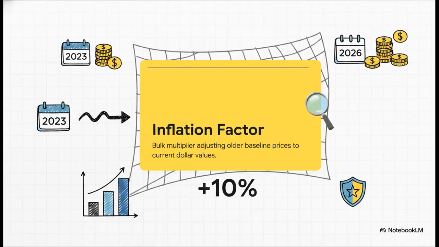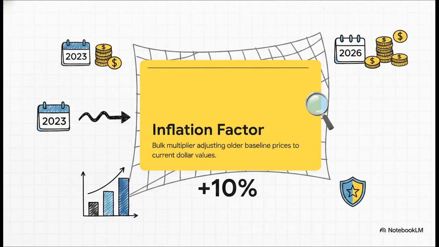Now you absolutely got to pay close attention to this. The seed library carries baseline source prices from 2023. To prevent us from drastically underbidding using those outdated prices, the tool applies an inflation factor. This is a bulk multiplier, and the default is set to 1.10, which represents about 3 years of cumulative inflation, bringing us up to 2026 dollar values.